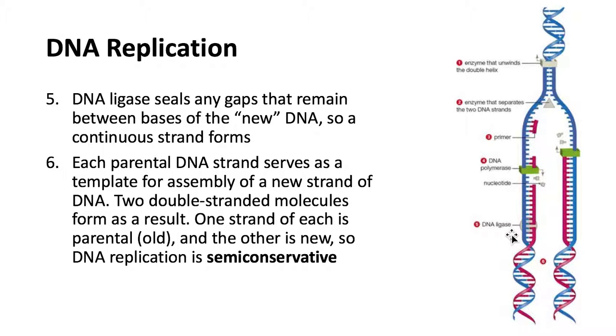Now, each parental strand serves as a template for the new strand. So the old parent strand is like a template or like a model, and each new DNA here comes from one template strand, so one from the parent, and one new strand, which is the red one here. We call DNA replication a semi-conservative process because you're conserving something from the parent DNA, but you also have something new, so it's semi-conservative.